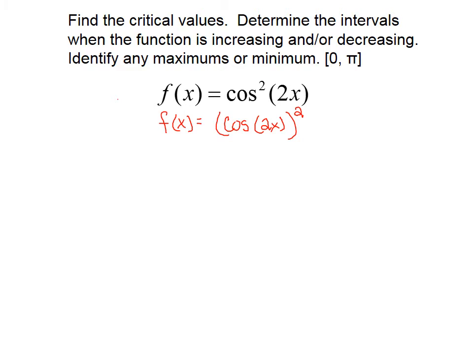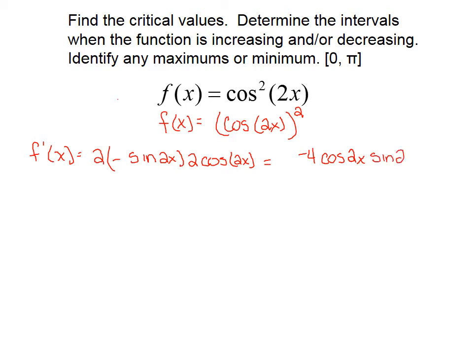So the derivative of the most inner function, the derivative of 2x is 2. The derivative of cosine 2x is negative sine 2x. And the derivative of cosine squared, we'd have to use power rule on this, so the 2 drops, and then we have cosine of 2x, and technically it's all raised to the first power, so I'm just going to leave it like that. So cleaning this up a little bit, I get -4 cosine 2x sine 2x.